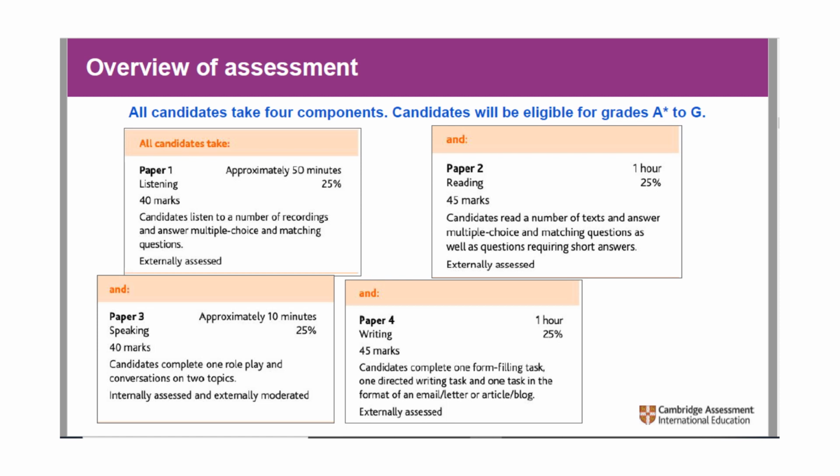And lastly, paper 4 is the writing exam. That's 45 marks. This is again externally assessed. There's one form filling task, one directed writing task, and one task is an essay with format, for example, an email or letter, or an article or a blog.